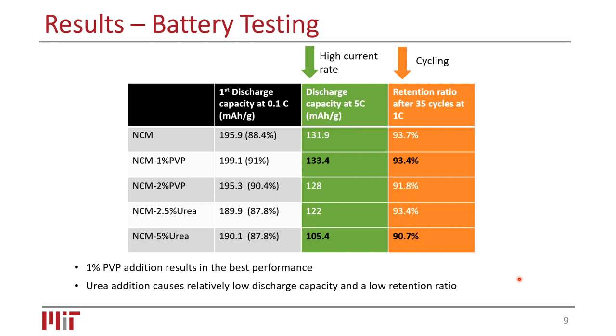We test the capacity after 35 cycles at 1C and see the retention ratio. We can notice that for a relatively low level of additives, the retention ratio has a minor change. However, when we add more additives, either PVP or urea, the retention ratio will drop. Overall, the samples with PVP addition have relatively better electrochemical performance than those with the urea addition.